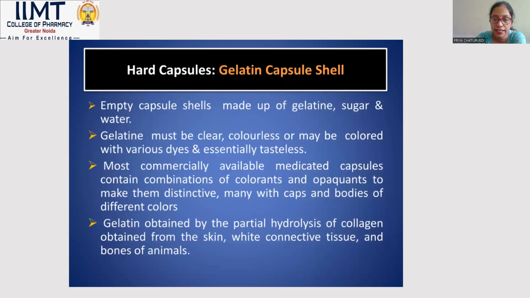Now, the hard gelatin capsule shell. It is an empty capsule shell which is made up of gelatin, sugar, and water. The gelatin must be clear, colorless, or may be colored with various dyes. Most commercially available medicated capsules contain combination of colorants and opacants to make them distinctive, with caps and bodies of different colors.